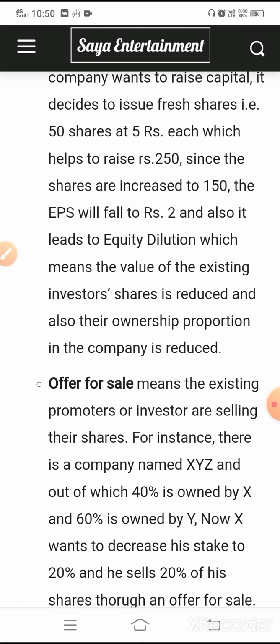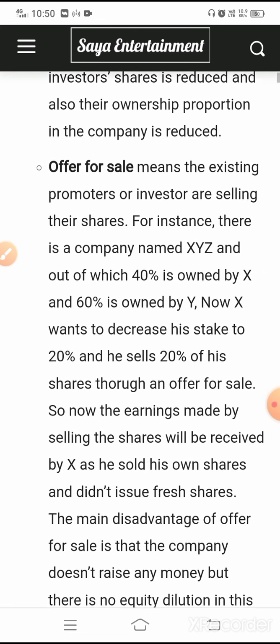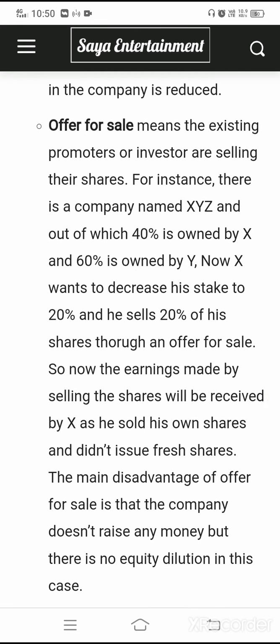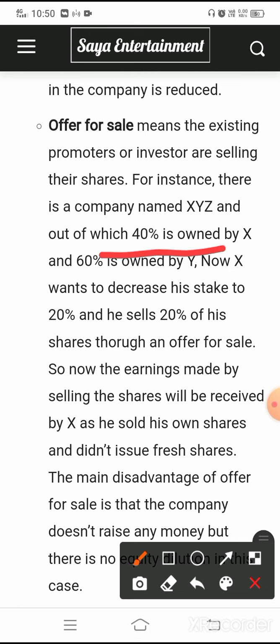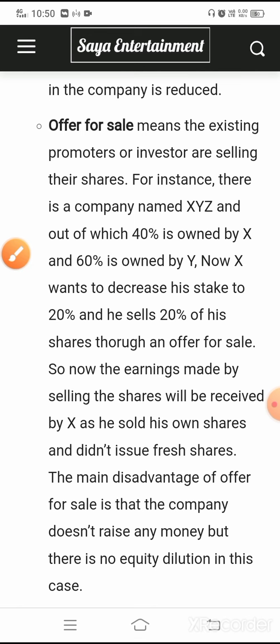Offer for sale means the existing promoters or investors are selling their shares. For instance, there is a company named XYZ, out of which 40% is owned by X and 60% is owned by Y. Now, X wants to decrease his stake to 20% and he sells 20% of his shares through an offer for sale. So, now the earnings made by selling the shares will be received by X, as he sold his own shares and didn't issue any fresh shares.